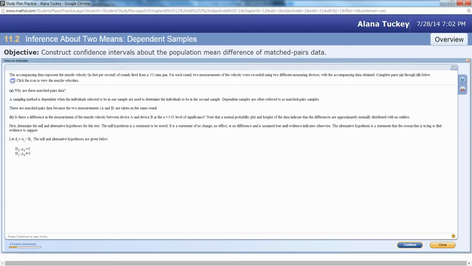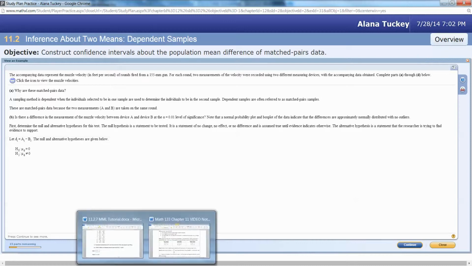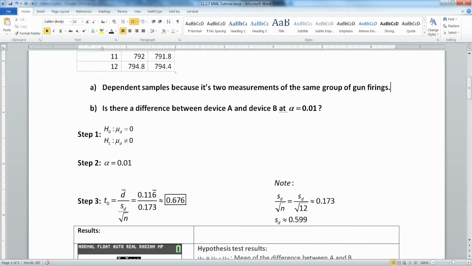So that's a classic equal, not equal. You just want to know if they're different from each other. So step 1, your hypothesis would be that the mean difference is 0. You assume there's no difference, that's the null. And the alternative to that is that there is a difference, which means that mu d is not equal to 0. Somehow device A and device B are significantly different from each other. And the d, of course, stands for difference, for subtraction.